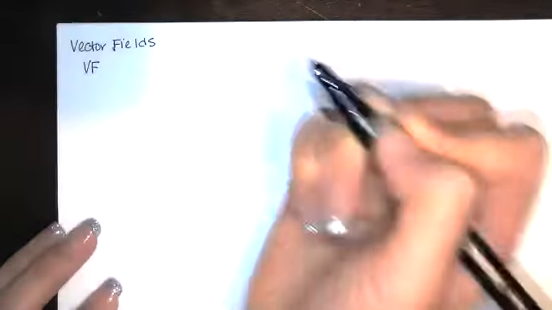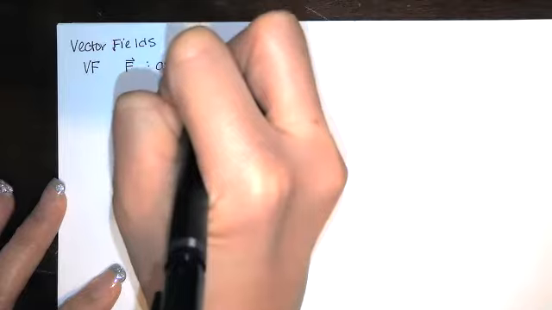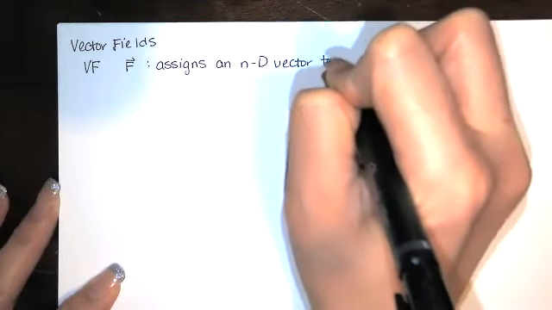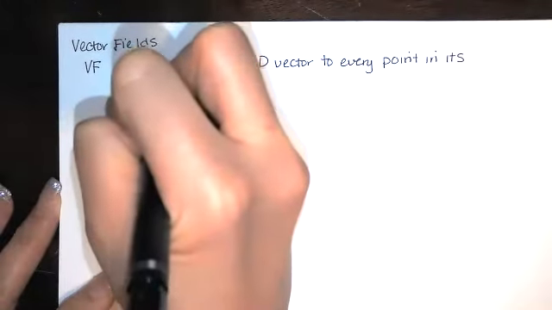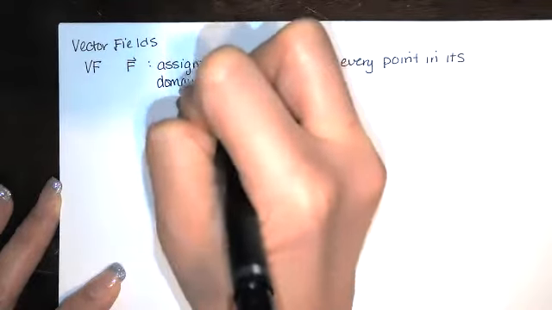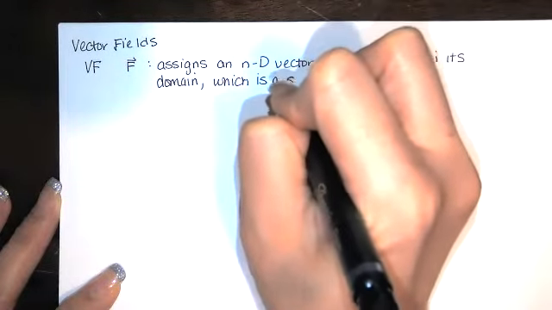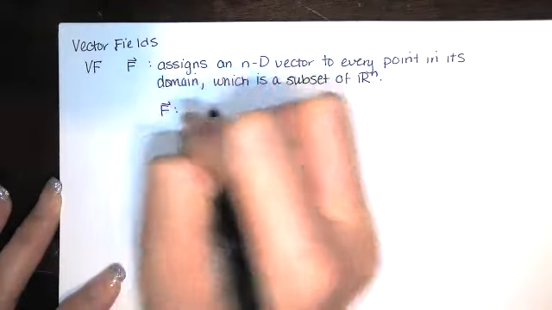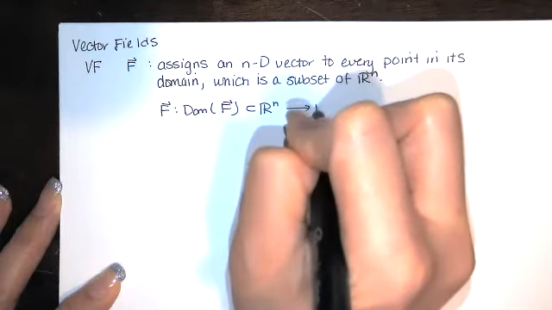Now, in general, a vector field, which I'm going to abbreviate as VF, a vector field F assigns an n-dimensional vector to every point in its domain, and its domain is a subset of n-dimensional space. So F maps from Rn into Rn.